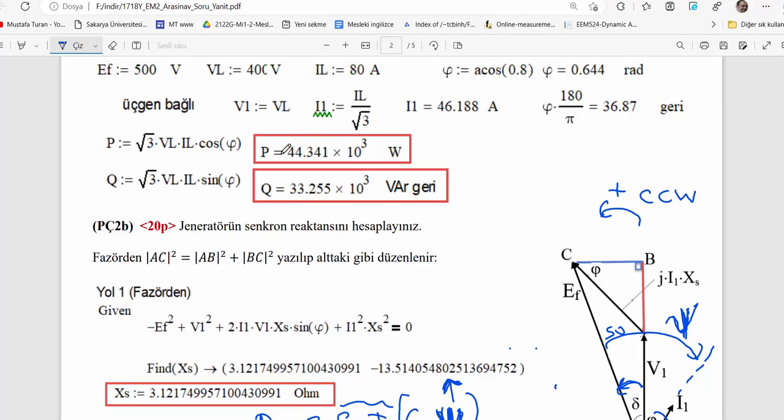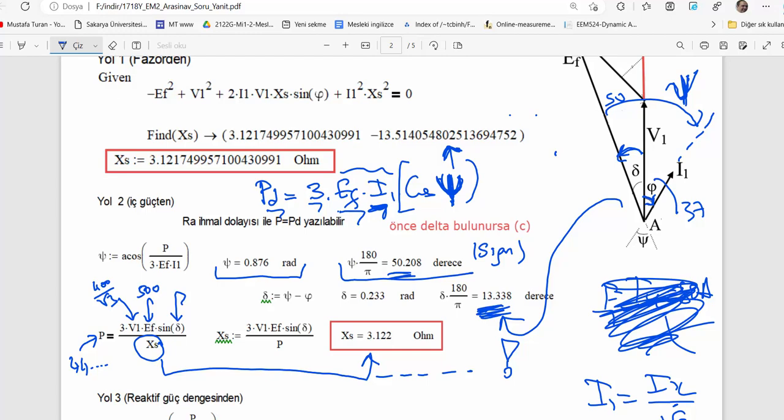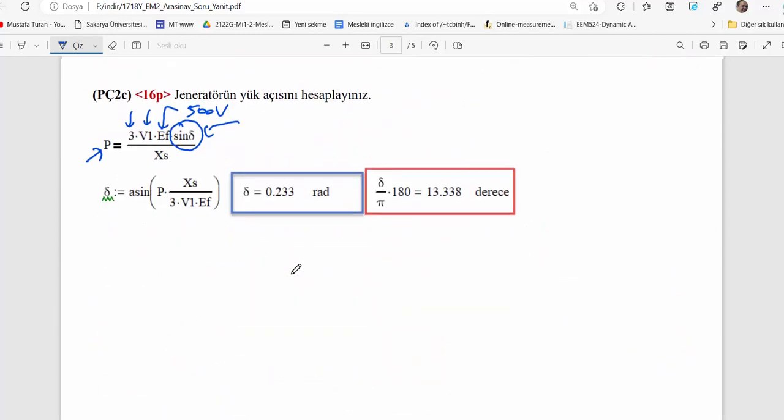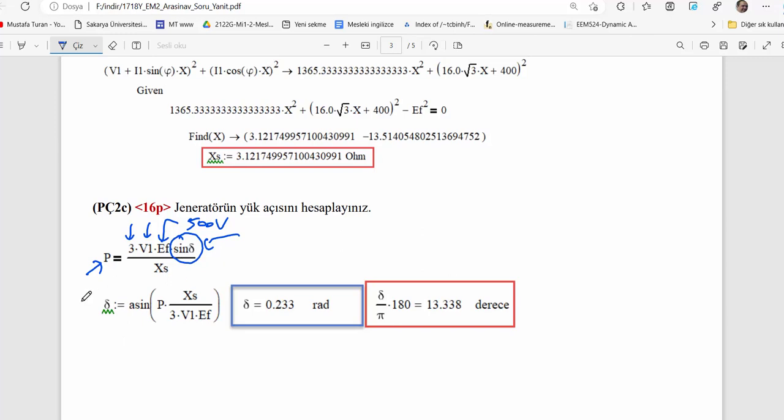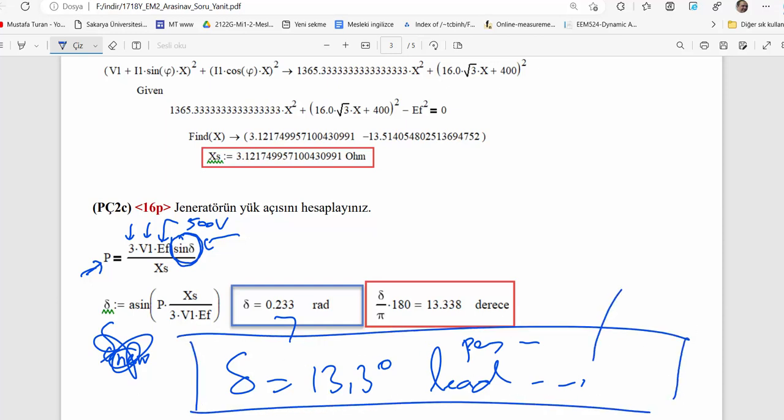Houston, here it was. The time is about to be consumed. There is only 1 minute left. So, only one parameter is unknown, which is delta. There's only one delta in the question. So delta is such a radian and 13.3 degrees, leading, positive and leading. Ladies and gentlemen, because the machine is operated as a generator, it must be positive.